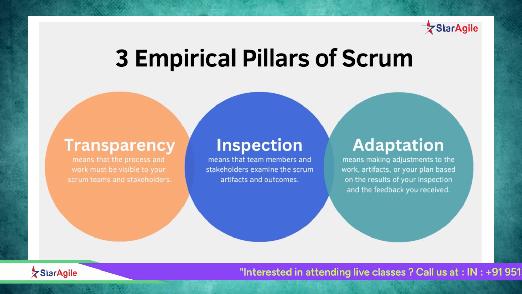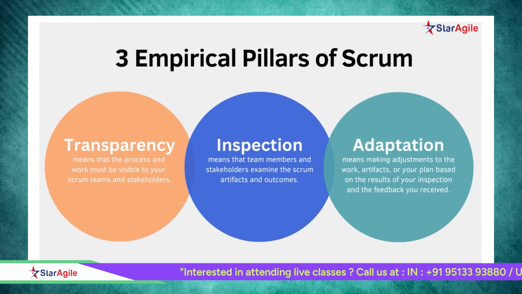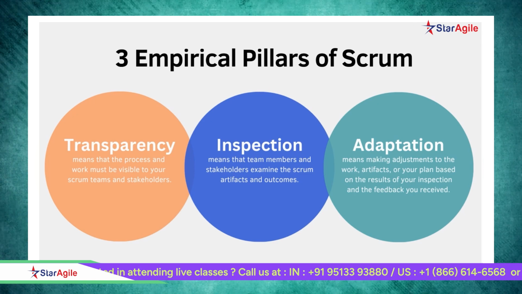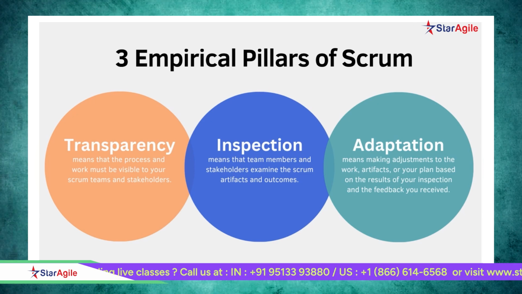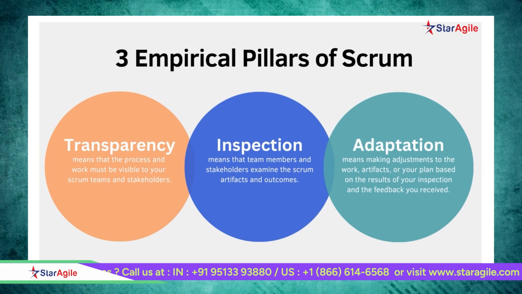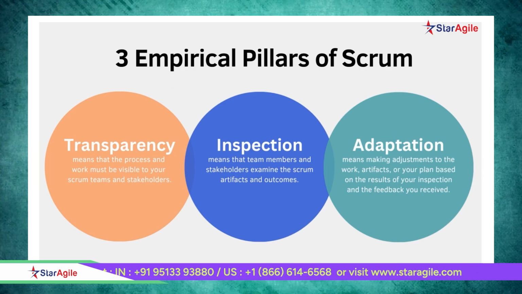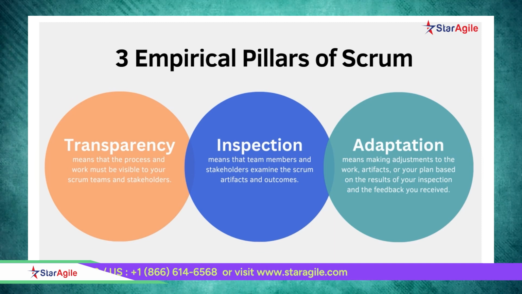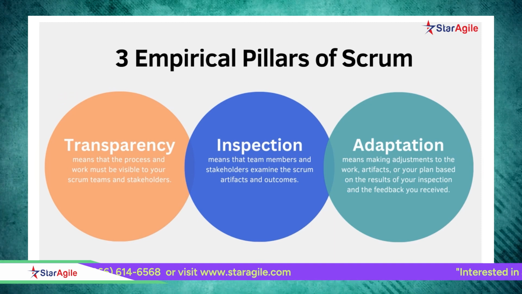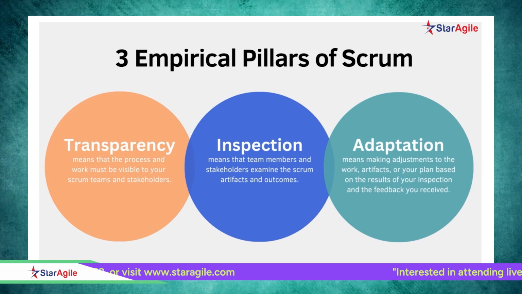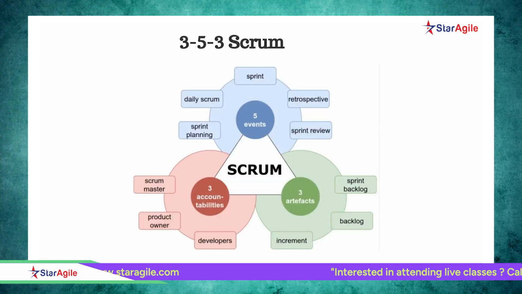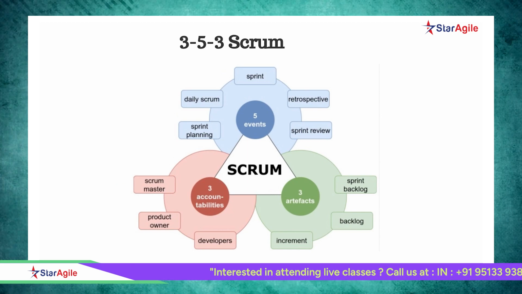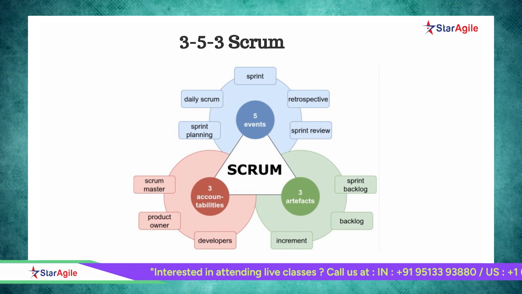Adaptation. The third pillar involves making adjustments based on the findings from inspection. In Scrum, adaptation occurs in response to feedback gathered during inspection activities. Teams use this feedback to make informed decisions about the changes to the product backlog, sprint plans, and team processes. Let us break down the essence of Scrum into its core components, often referred to as 3-5-3 structure.